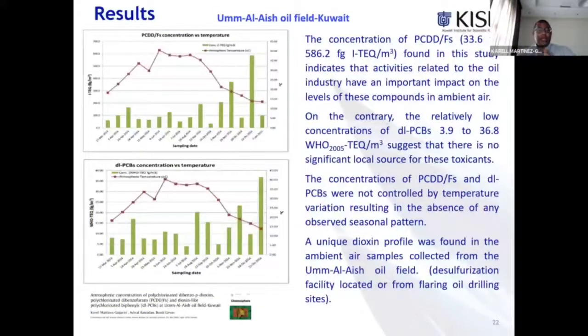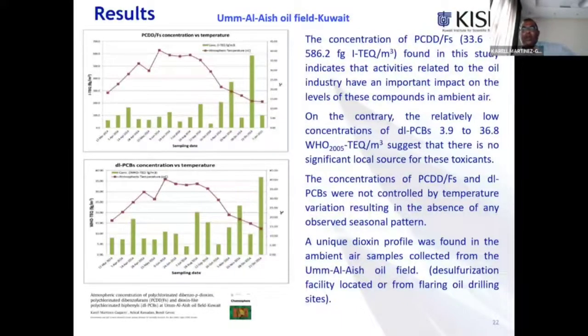Finally, let me talk about this study that we conducted in 2014 to 2015 in an oil field. There is not so much information in the literature about this kind of study, and we found something really interesting. You remember I talked about the concentration for an industrial area being from 100 to 400 femtograms per cubic meter. In this case, we found 33 to 586, indicating that the activities related to the oil industry have an important impact on the level of these compounds in ambient air. On the contrary, the concentration of dioxin-like PCBs was really low.